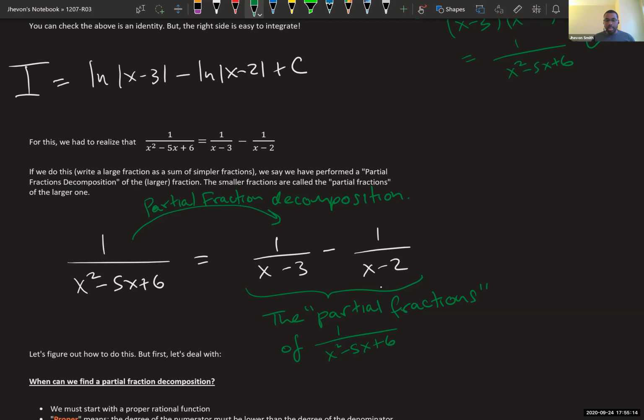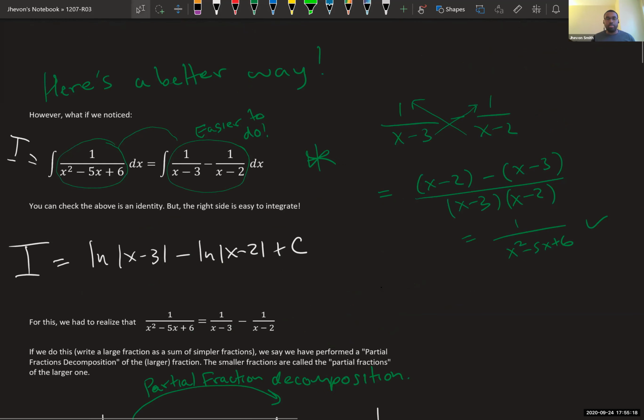Now, of course, no one's going to know in their head, just looking at some random fraction, what the partial fraction decomposition is. So if I have a major fraction, how do I even know that there exists such a decomposition? And how would I find it if it does exist? So that's the meat and potatoes of today's lecture. I'm actually going to teach you how to do this. How do you go from a big fraction to a bunch of smaller fractions?